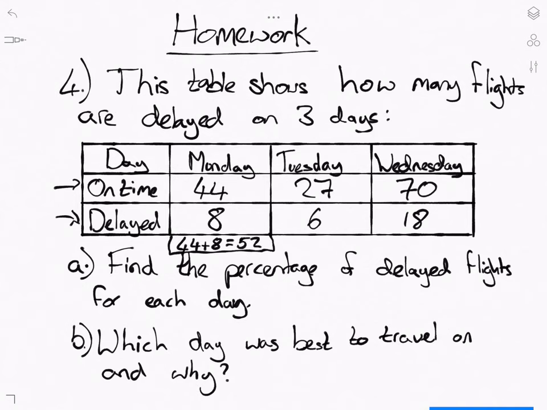Okay, so now we can work out that fraction. So the delayed flights on Monday, you've got the 8 out of the 52. And now we've got a fraction, we can change it to a decimal, and then because we've got a decimal, we can change it to a percentage. And so we'll do that for Monday, for Tuesday, for Wednesday, and then we can compare them at the bottom here. Which day was best to travel on and why? Well, we can compare the percentages, and it makes it easy to compare.